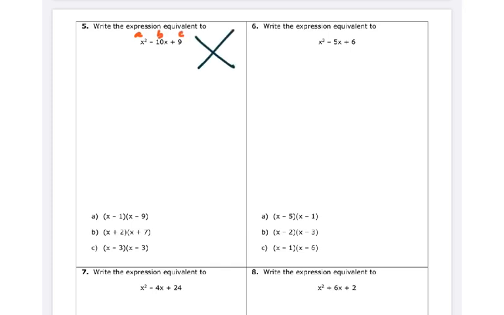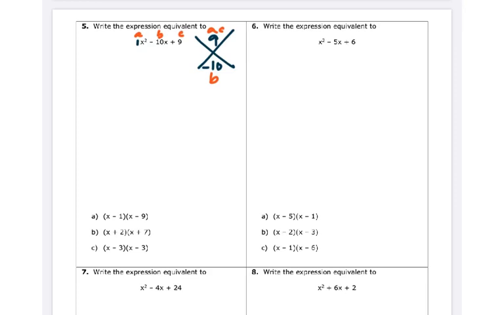If you want to factor, you draw an X every time. My A number is a 1 times my C number is a 9. 1 times 9 is the number 9. B stands for bottom, so we put a -10 on the bottom.